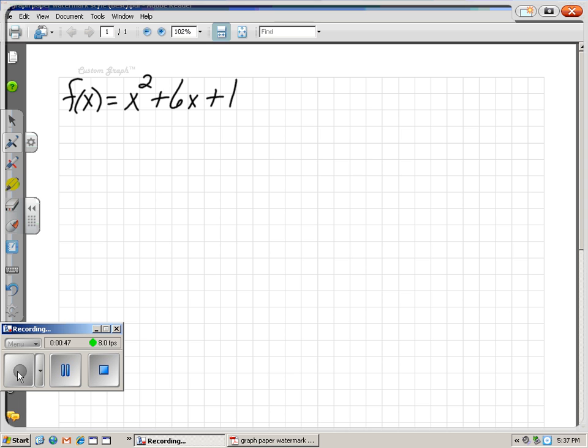All right, here's my function, x squared plus 6x plus 1. Now I want to complete the square so that I can write this in standard form. All right, before I complete the square, I want to show you guys one more thing. I want to show you the property of adding 0. If I add 0 to this equation, I haven't done a darn thing. I haven't changed anything. Adding 0 doesn't do anything.